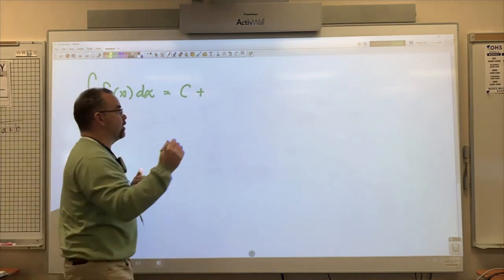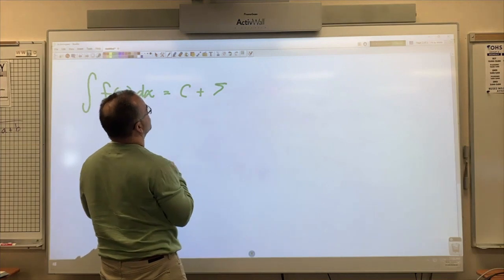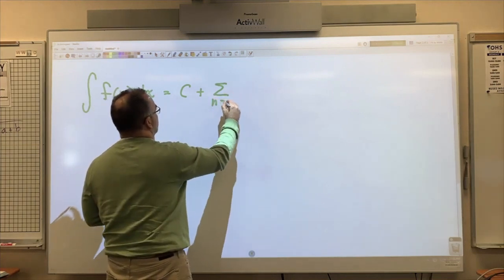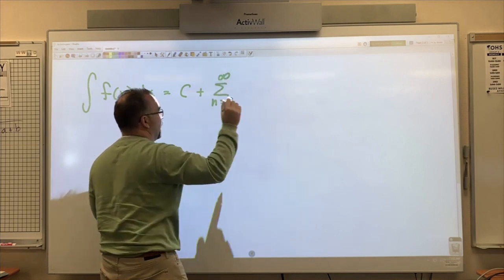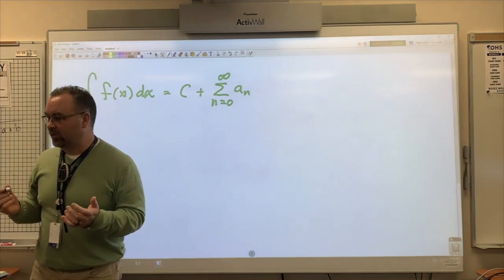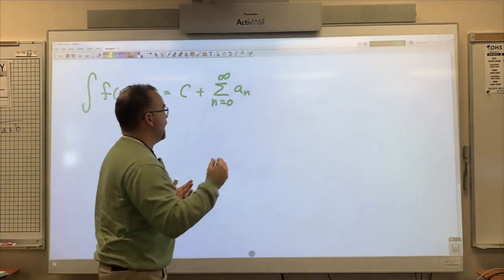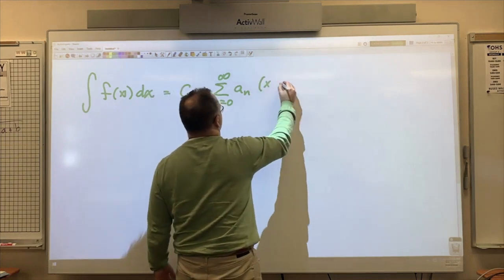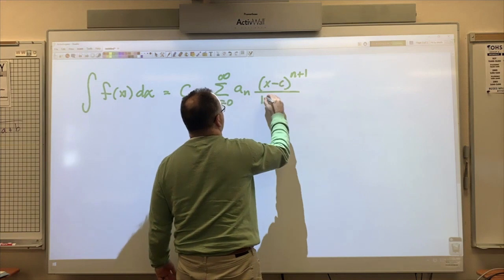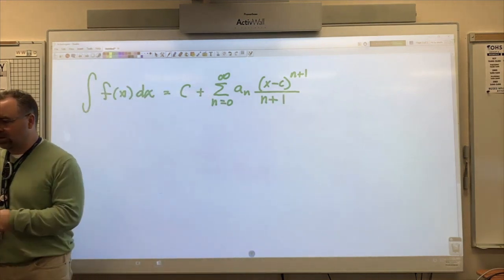Now, our summation isn't going to be any big surprise here. a sub n is still going to be present, of course. And then when we use the power rule for integration, we add 1 to the power, and we divide by that new power. And that's how we integrate a power series.